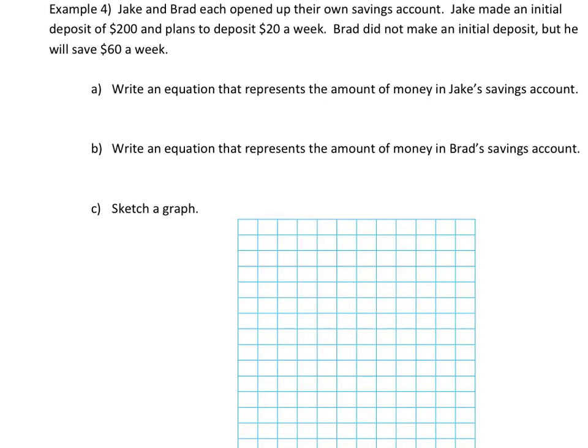Lesson 2.1, Part 4. So let's try a word problem. Jake and Brad each opened up their own savings account. Jake made an initial deposit of $200 and plans to deposit $20 a week. Now what does that look like as an equation? Because here's the first part of the problem.